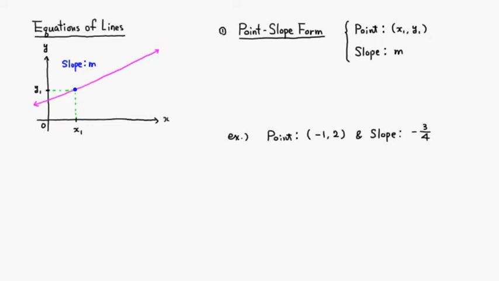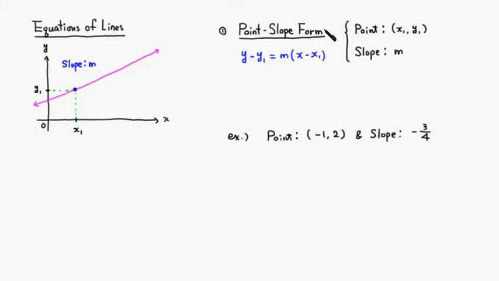All right, let's talk about equations of lines. First, we're going to talk about our first form, point slope form. Let's say that we have a point given, a point on the line, and the slope of the line is known. Then I'm going to just give you the form for now. The form is y minus y1 is equal to slope m times quantity x minus x1.